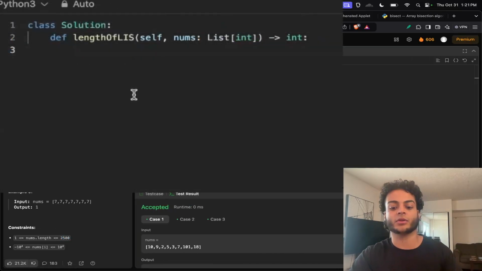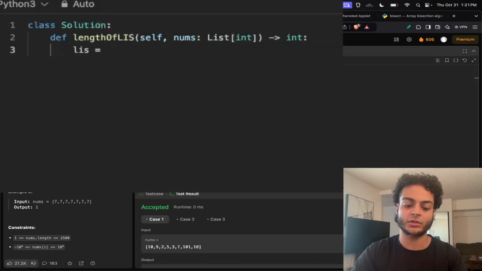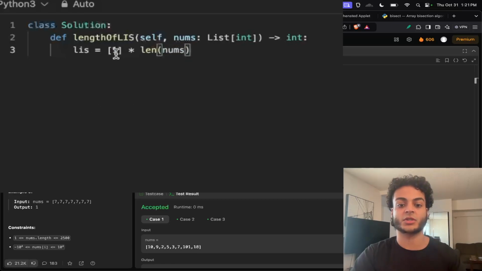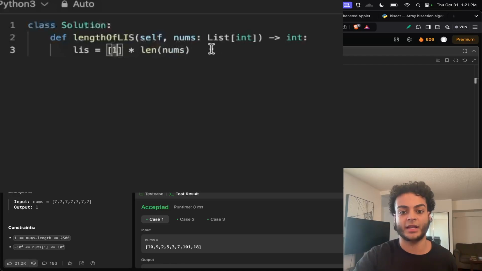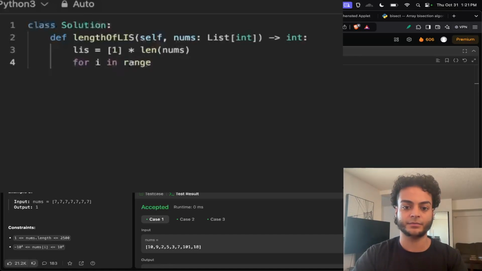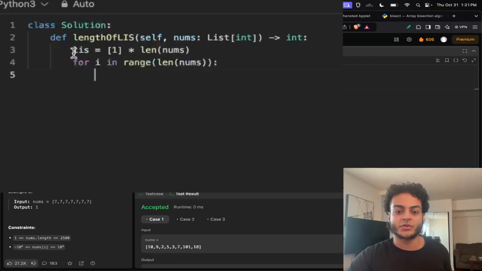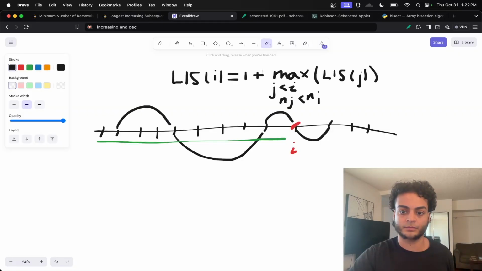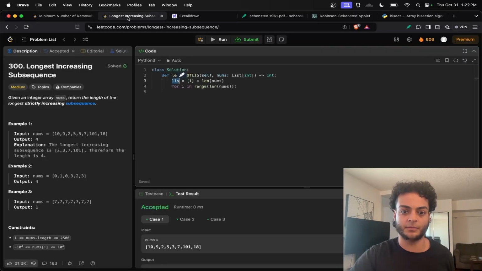I'm going to make a table called LIS, which has all of the lengths of the longest increasing subsequences for each index. I'm going to start each value with the number 1, because we can always just have the number itself as a valid increasing subsequence. And I'm going to iterate over each i in the length of the array, using our recurrence to fill in the values of our table.